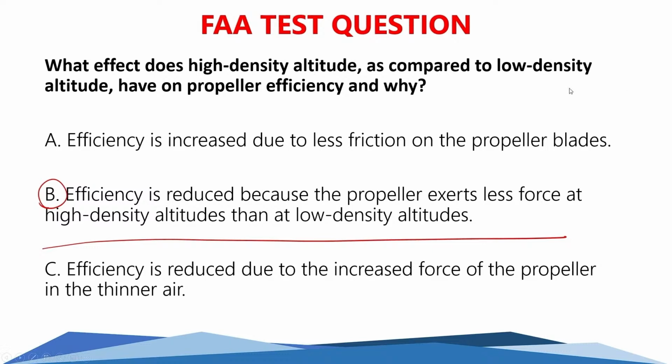Remember, the propeller produces thrust in proportion to the mass of air being accelerated through the rotating blades. If the air is less dense, then the propeller efficiency is decreased. All right, now comes the fun part where you get to calculate density altitude.